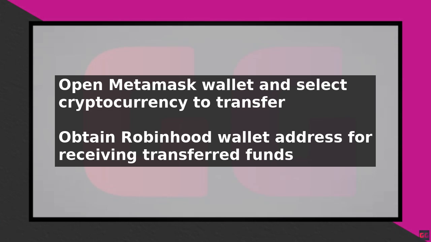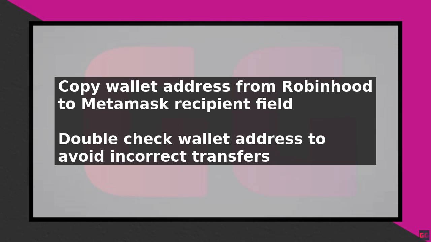Copy the wallet address from Robinhood and paste it into the recipient address field in your MetaMask wallet. Make sure to double-check the address to avoid sending funds to the wrong location. After entering the wallet address, specify the amount of cryptocurrency you want to transfer.